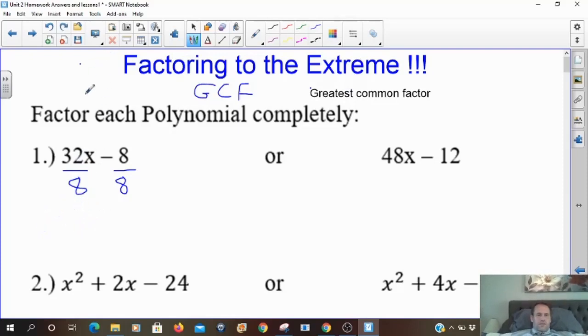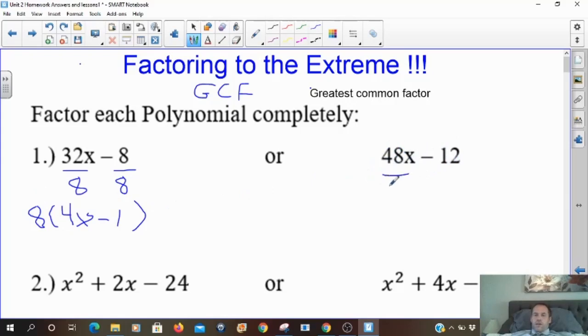So when you pull out an 8, this is going to be tricky with the mouse. Okay, 32 divided by 8 is 4. And then the x just comes down. And then minus. And then 8 divided by 8 is 1. So we get 8 times 4x minus 1. And so that's done.